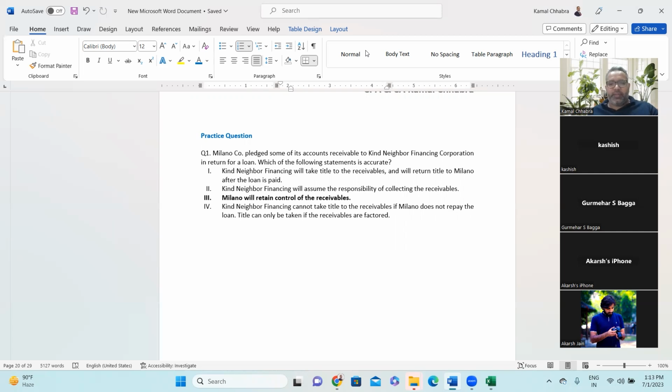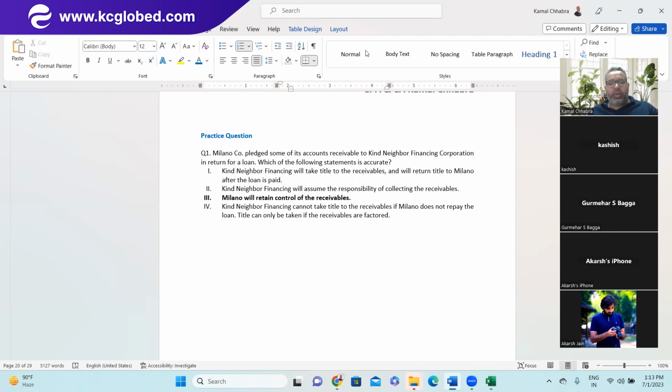Kind Neighbor Financing will take the title to receivable and will return the title to Milano after the loan is paid. What is the call of the question? Milano company pledge. So this is a pledge question, not a factoring question. Right? Milano company pledged some of its account receivable to the financing company in return of the loan. So they have taken a working capital loan and pledged the account receivable.